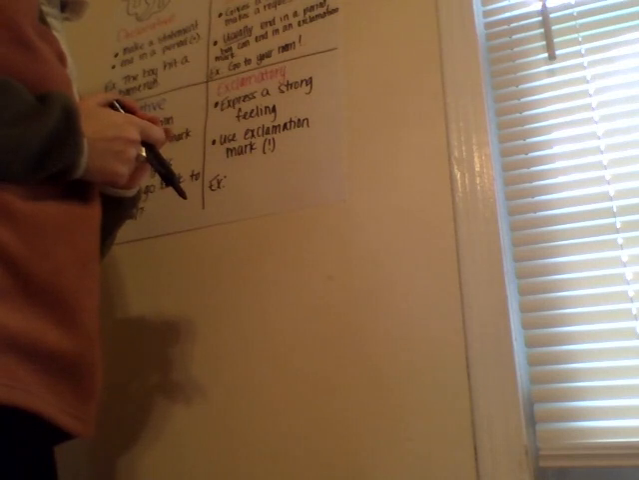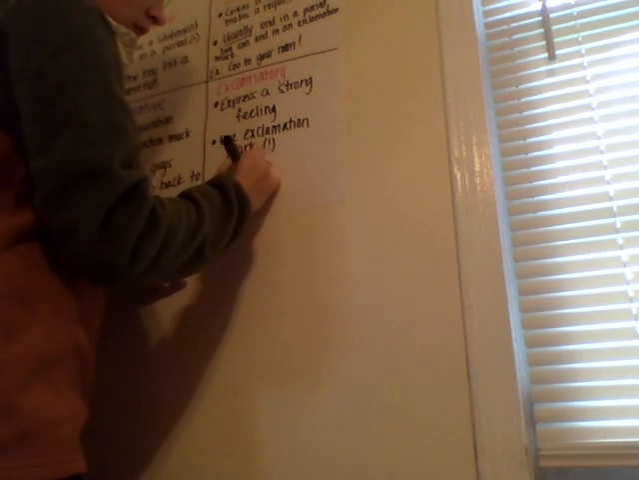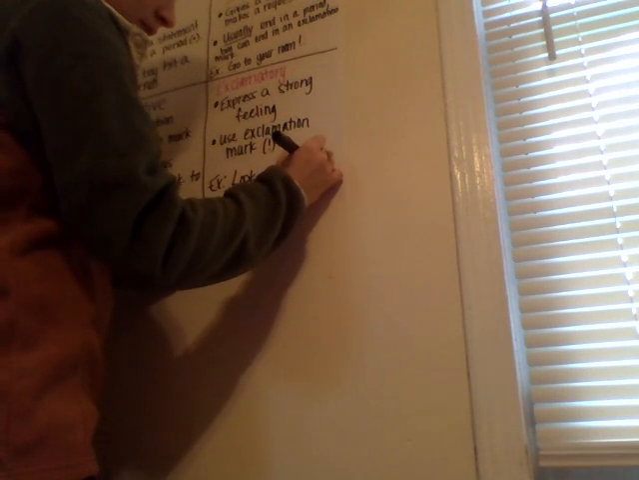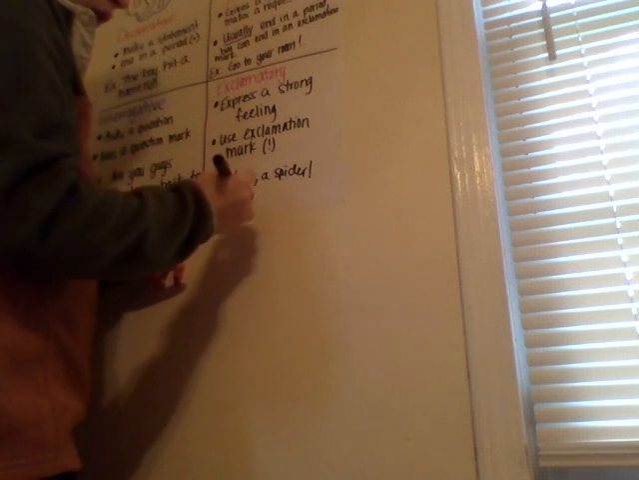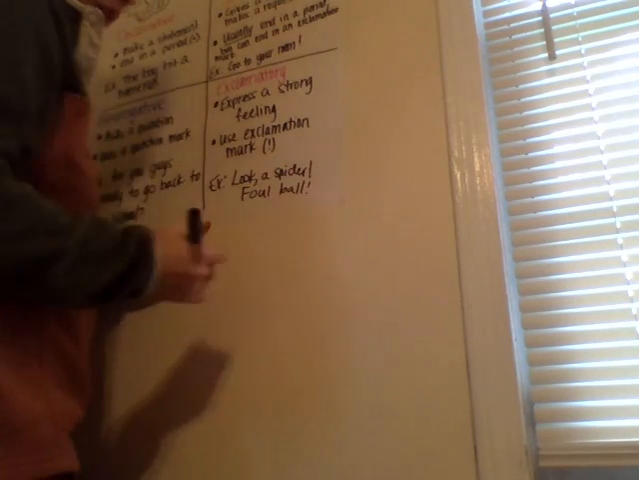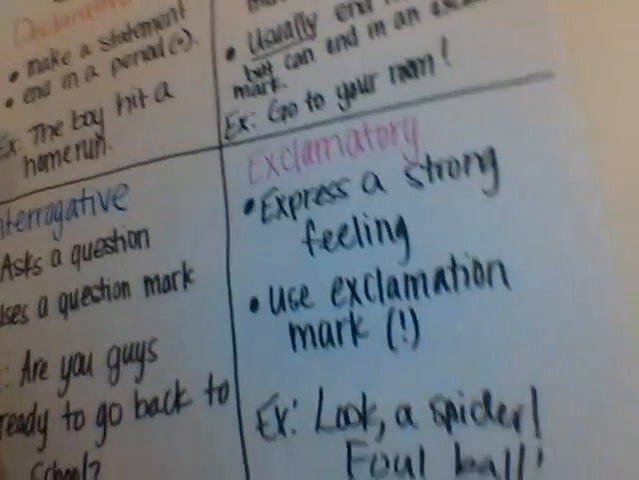All right, so my example for this, I'm not going to use one that's an imperative sentence. I'm not going to say a command because that would not be considered exclamatory. But if I say, look, a spider. Or foul ball. See how that is showing emotion. It's not me giving a command, it's me telling you, oh my goodness, look, there's a spider. Or foul ball, because I don't want you to get hit in the head.